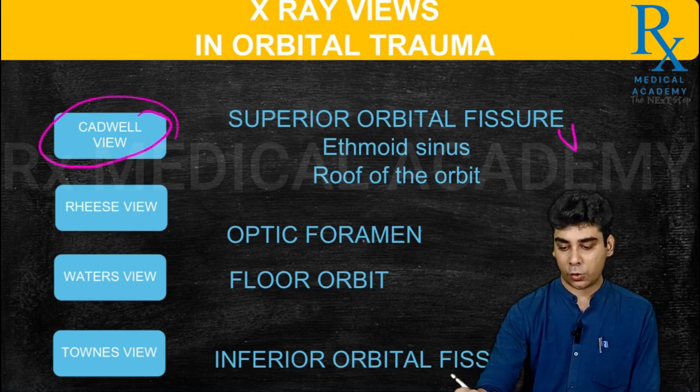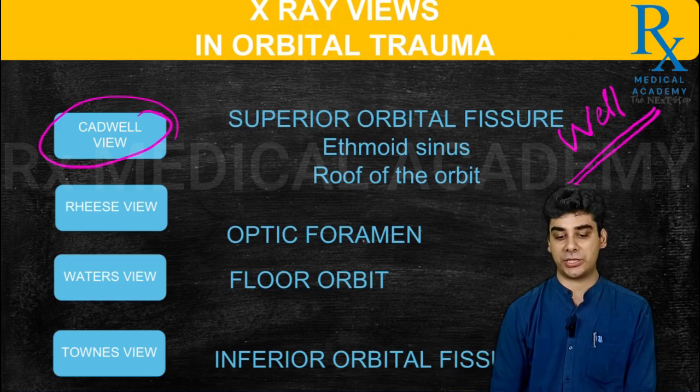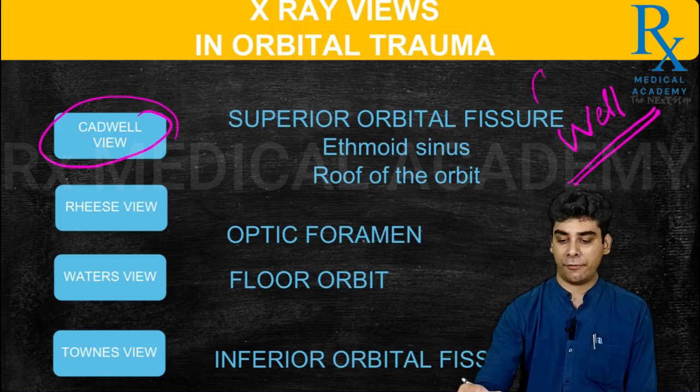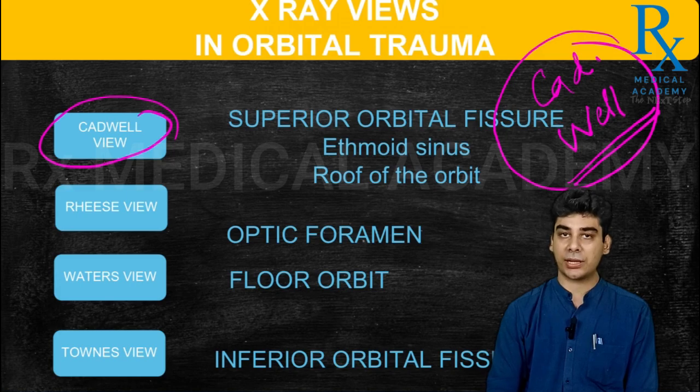उसको आप याद कर सकते हो वेल से, कुएं से. Caldwell व्यू में हमको दिखेगा सुपीरियर ऑर्बिटल फिशर, राइट? So all is well if you have Caldwell. ऐसे आप याद कर सकते हैं. और इसमें हमको दिख रहा है superior orbital fissure with the roof of the orbit.